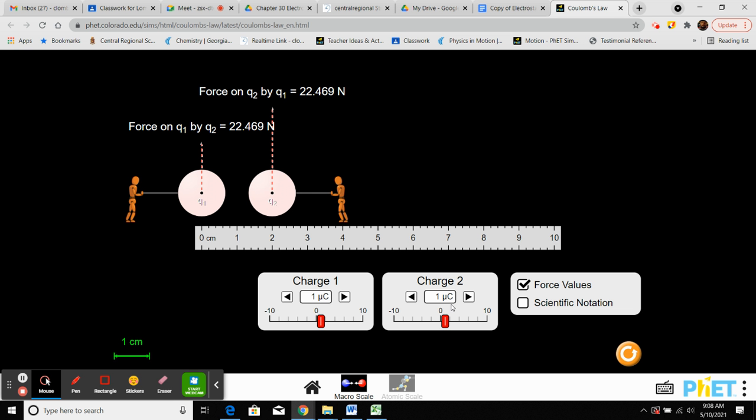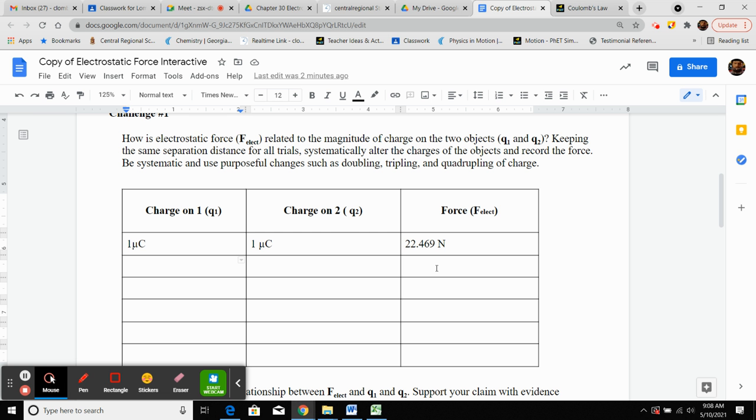Next, I'm just going to change one of the charges. I'm going to double Q2, making it 2 microcoulombs. And now I'm going to write down these forces. I have 44.938, so that's what we're going to write here: 44.938 newtons. We still had 1 microcoulomb here, but we changed this one to 2 microcoulombs.